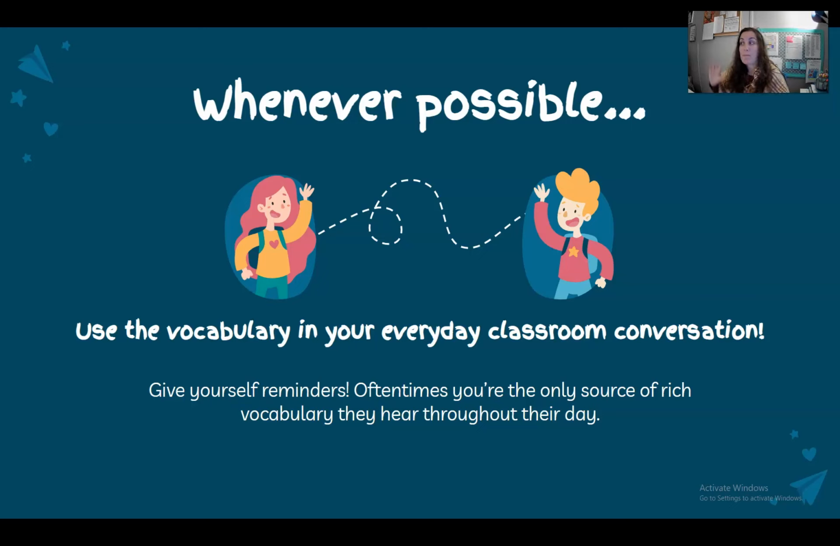What I did is I put my vocabulary words on a wall and I literally turned them over when my kids understood what it was. So that way I had a visual that, oh, we need to go back and use that in our everyday language a little bit more. Remember that you might be the only person that has rich vocabulary for these students. They might go home and not get that rich vocabulary. So it's our job to make sure that they are being exposed to this type of language.